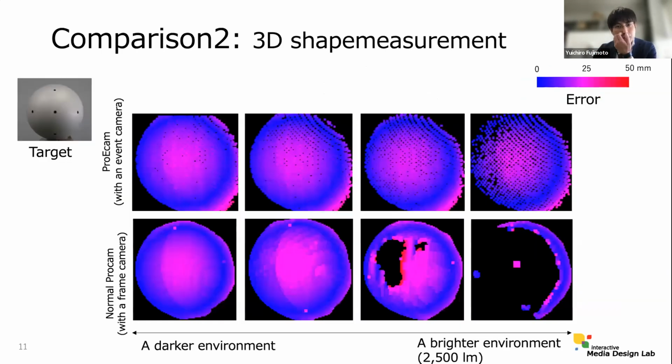So here is the result of the 3D shape measurement of a sphere. This is the dark environment result, and this is the bright environment result. When the environment becomes brighter, the normal program produces large missing regions like this, but the proposed method does not produce such fatal missing regions.